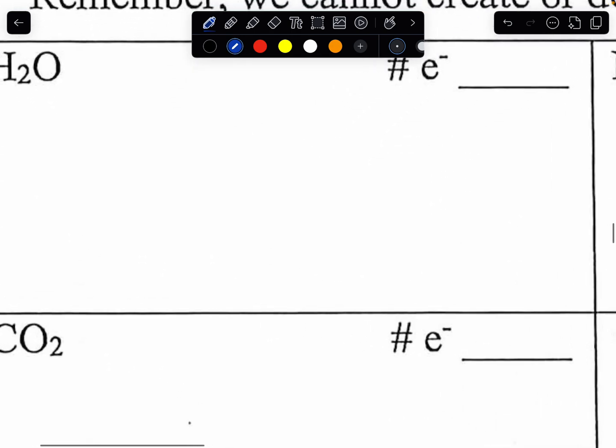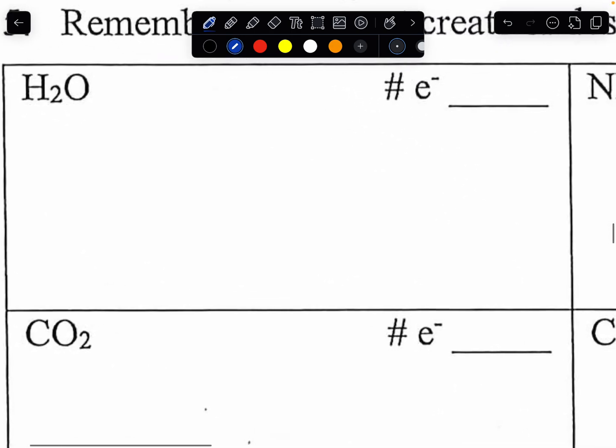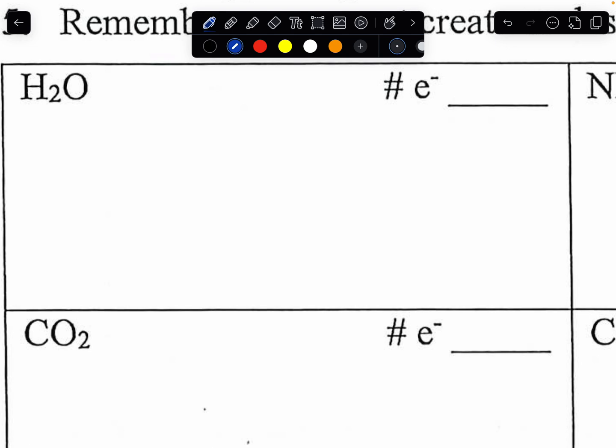Let's talk about water. Okay, the total number of valence electrons for water, we have 2.